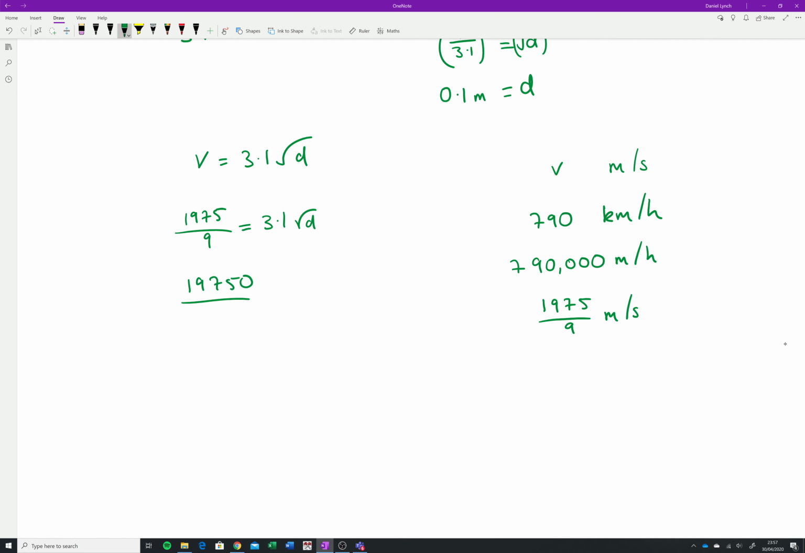19750. I mean, just do it on your calculator, it's not a bother. 279 is equal to root d. And to get d, like we did beforehand, we just take our answer and square it. Okay, so it's 5,000. Now, what were they looking for here? Give your answer to the nearest meter. So that is 5,011 meters. Okay, so that's the fastest tsunami recorded.